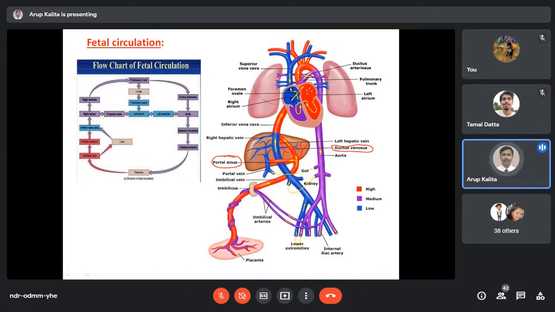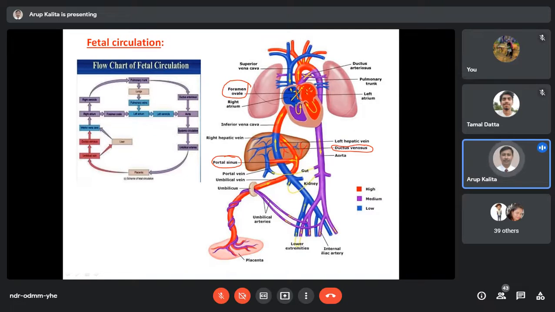From the right atrium, there is a hole. This is the interatrial septum. In the interatrial septum, there is a foramen in the fetus. That foramen is called foramen ovale. Now the mixing of blood from the posterior vena cava will pour into the right atrium. It should go to the right ventricle, but instead of going to the right ventricle, it is directly going to the left atrium via the foramen ovale.